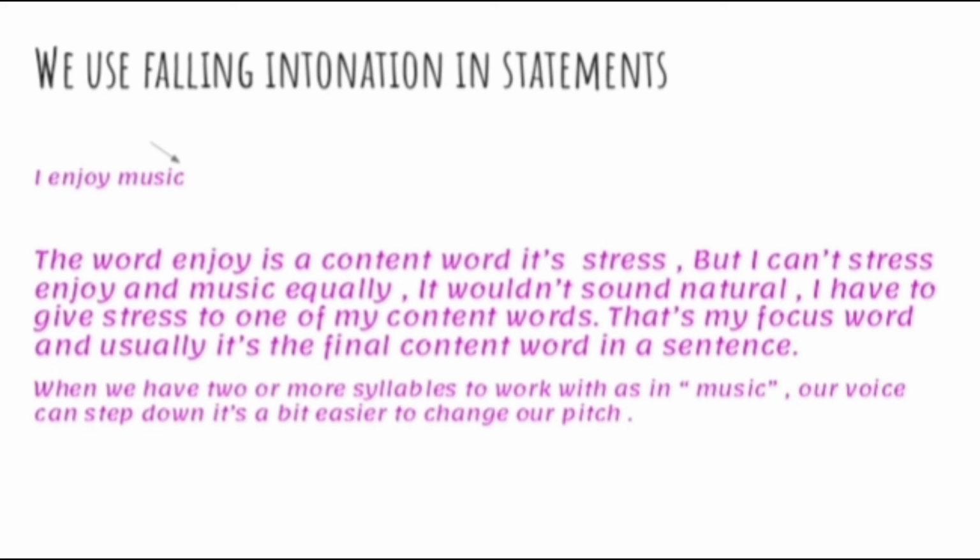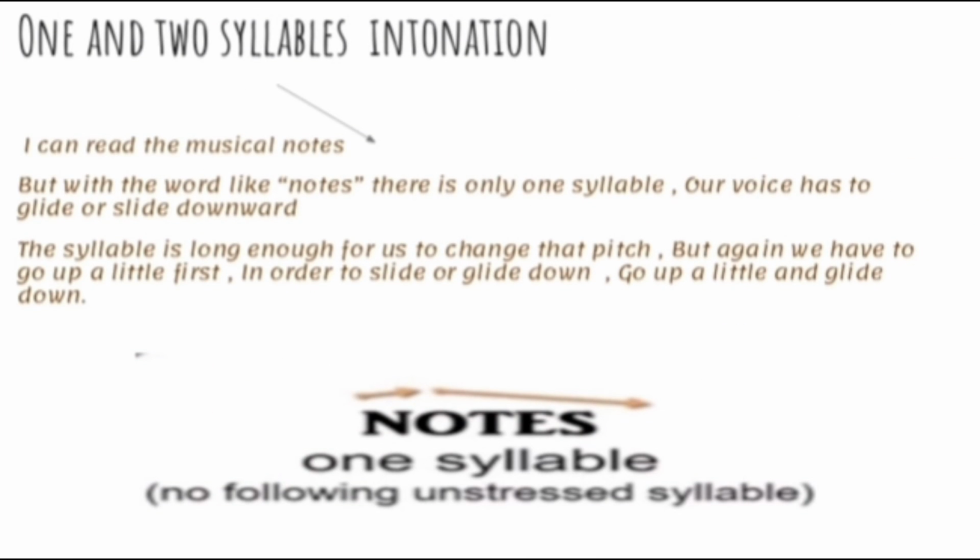So your voice lowers its pitch at the end of the sentence. And when we have two or more syllables to work with, as in music, our voice can step down. It's a bit easier to change our pitch. But now, I can read the musical notes. With a word like notes, there is only one syllable. Our voice has to glide or slide downward. So the syllable is long enough for us to change that pitch.